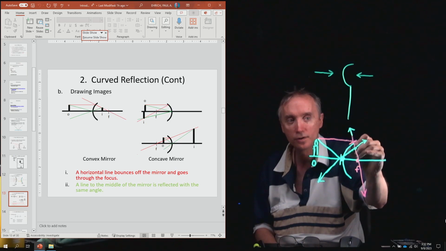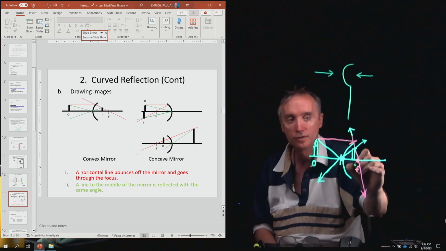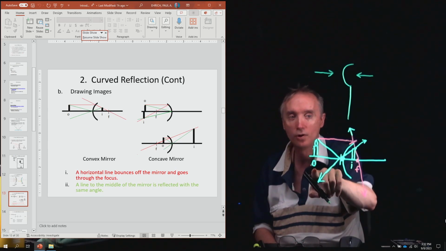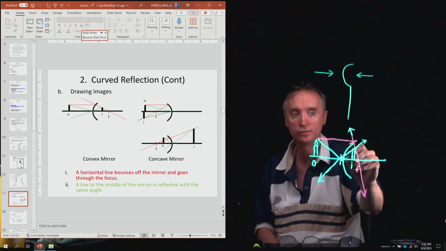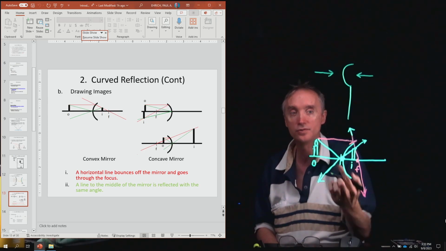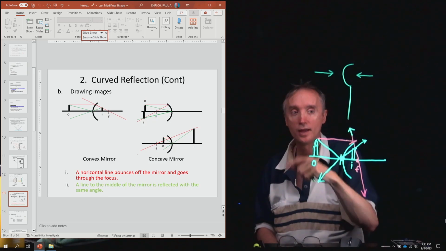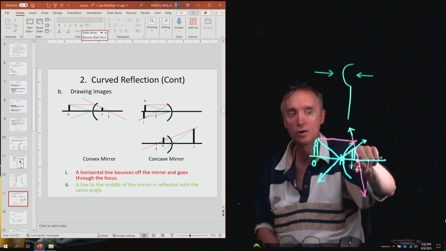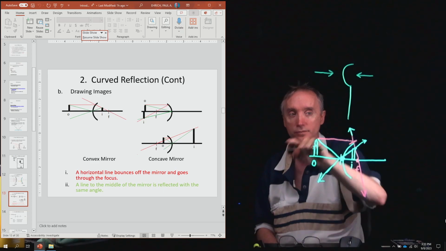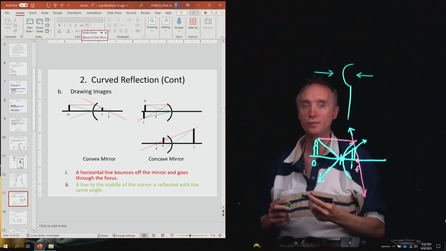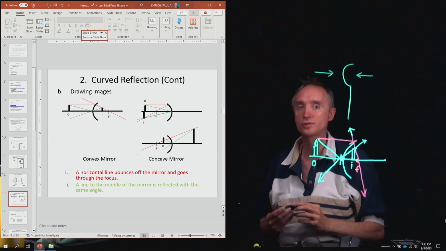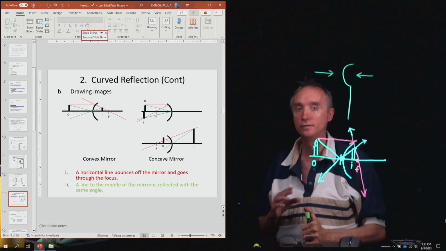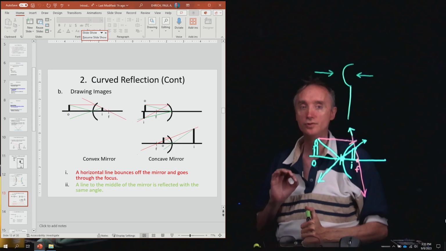The pink one and the green one come together right there, and that is going to be where the image is going to be. So this is the focal point. This is I for image. That's O for object. And now this shows you that, notice the candle is right side up, and notice the candle is smaller than this candle over here. So your image is always going to be right side up, and it's always going to be small in the convex mirror.